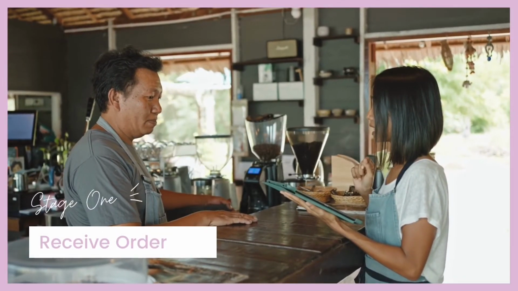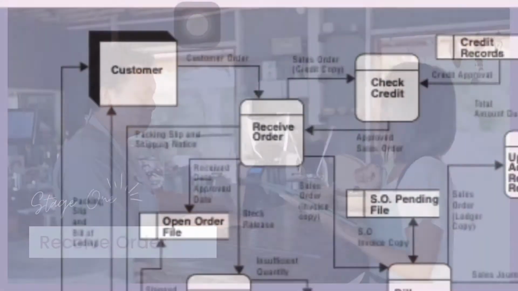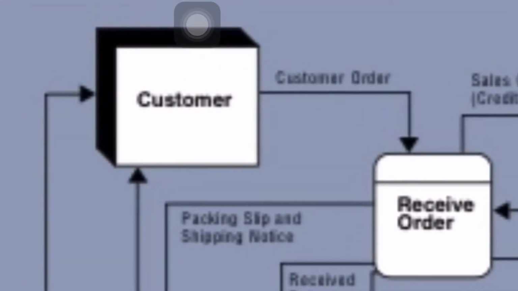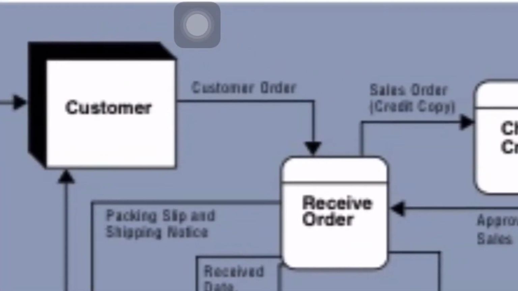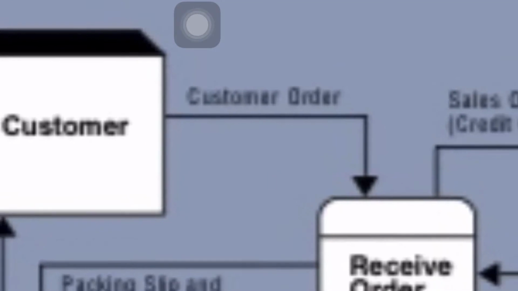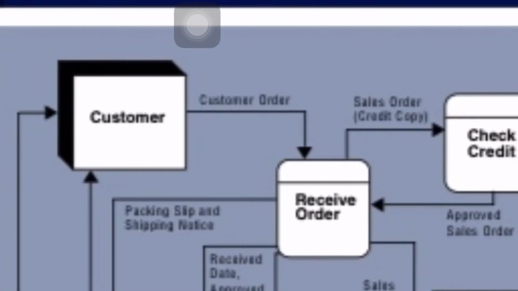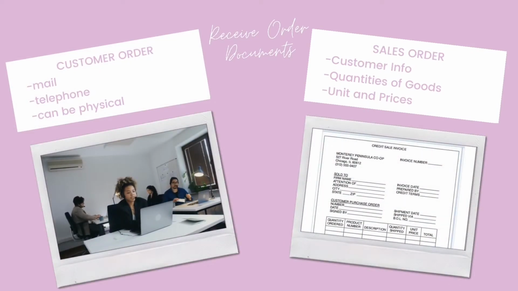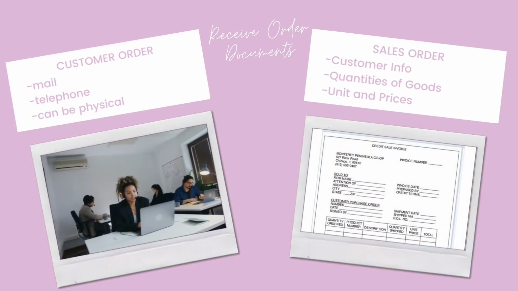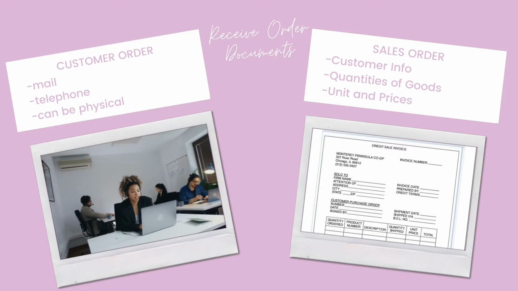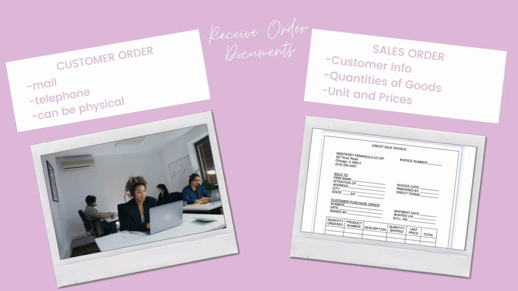First, receive order. The sales process begins with the receipt of a customer order. At this point, the customer order is not in a standard format and may or may not be in a physical document. Orders may arrive by mail, telephone, or by a field representative. When the customer is also a business entity, the order is often a copy of a customer's purchase order.